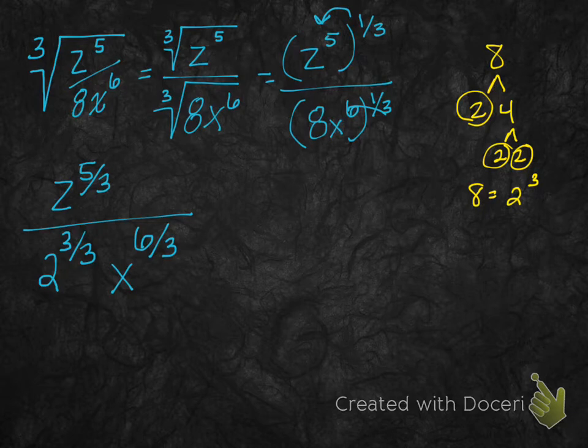Now I'm going to try and reduce as many fractions as I can. In the numerator, I don't have anything to reduce. 5/3 doesn't reduce, but it is an improper fraction. So let's keep that in mind. The numerator is larger than the denominator, so that means I still have to deal with this. So let's go ahead and just circle it so we don't forget. This is an improper fraction.